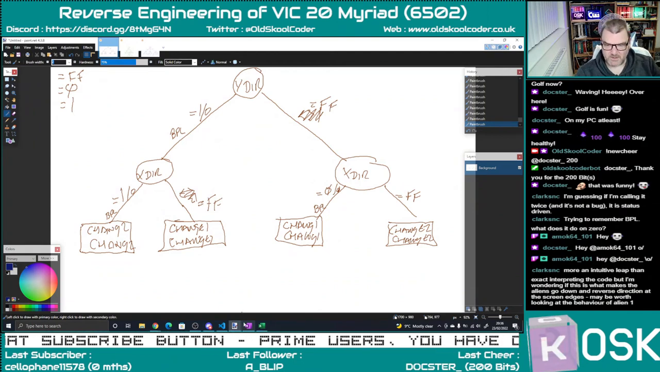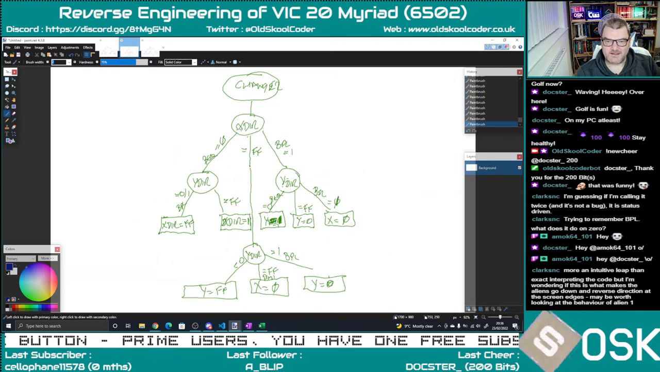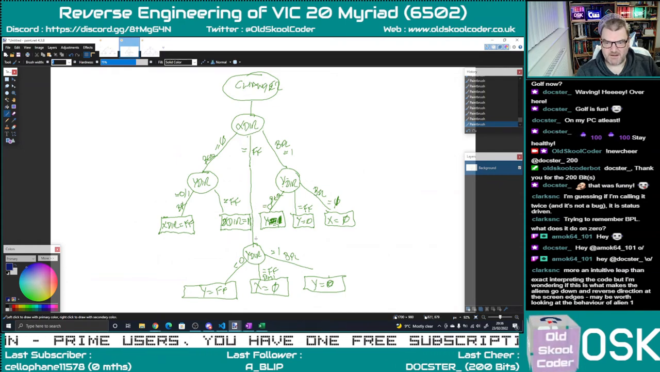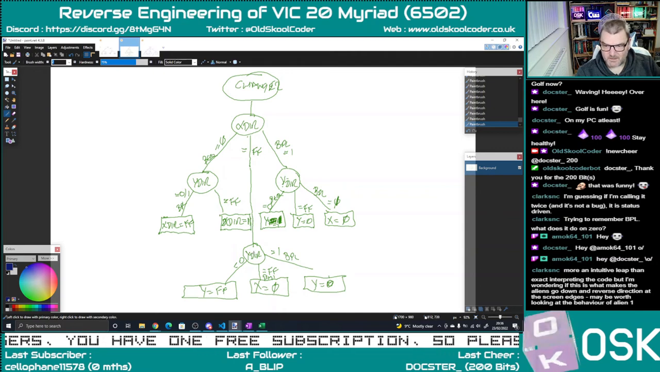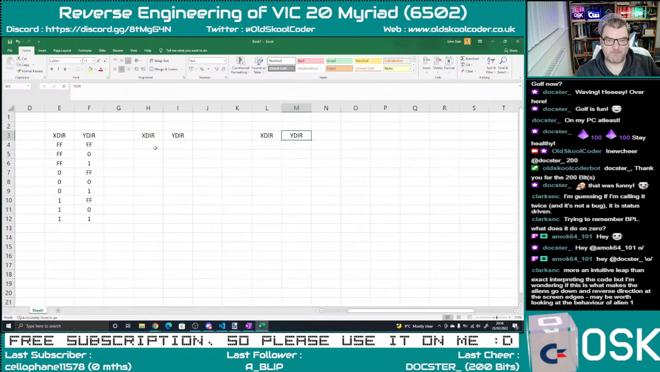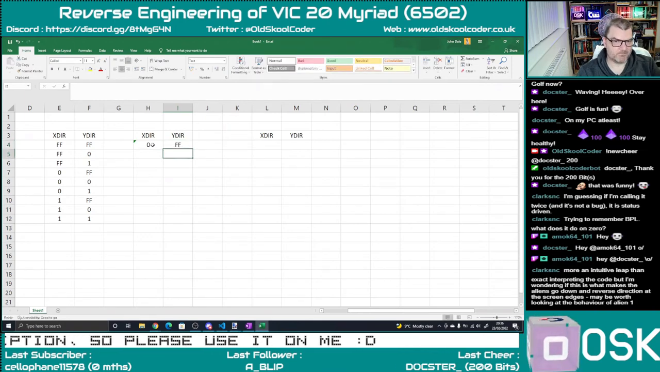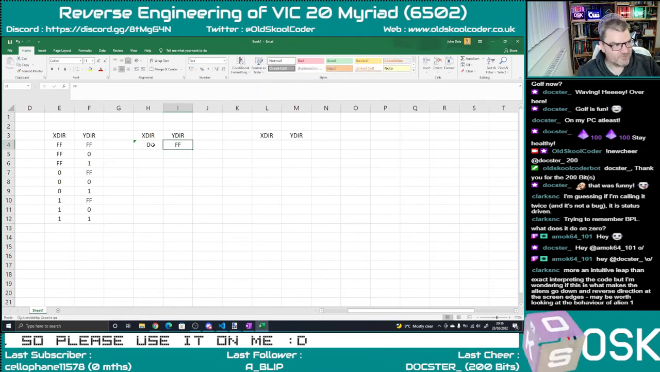So let's do it. Let's find the change to routine, which I think is this one. So X is FF, so we come down here, and Y direction is FF. So that means here, we're changing X from FF to zero. So we put that in. So zero, but Y is staying the same, yeah?